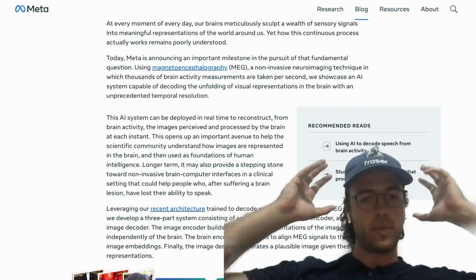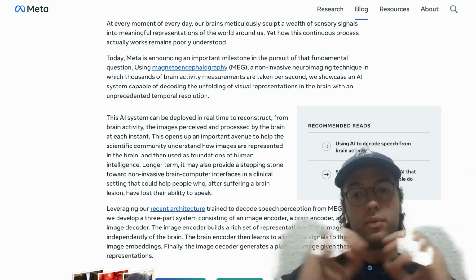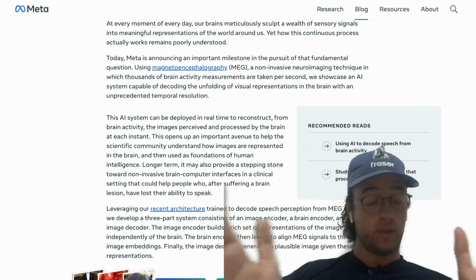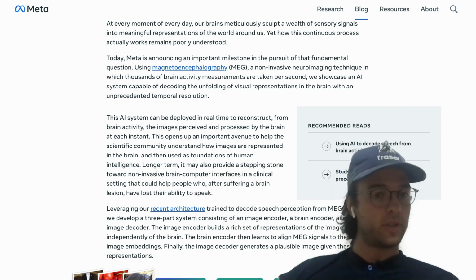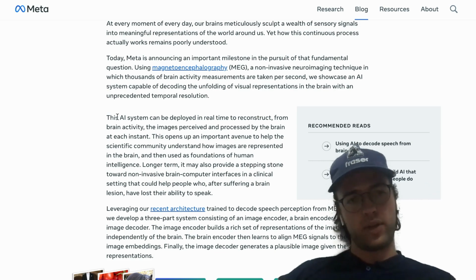Unfortunately for this paper, they only captured it every couple of seconds because it was their priority to use a high resolution capturing technique rather than a high temporal frequency technique. Every couple of seconds is pretty slow for this kind of stuff. But you capture brain activity every couple of seconds.